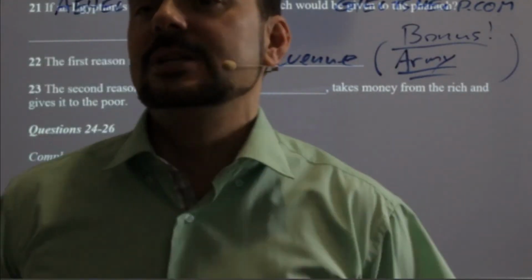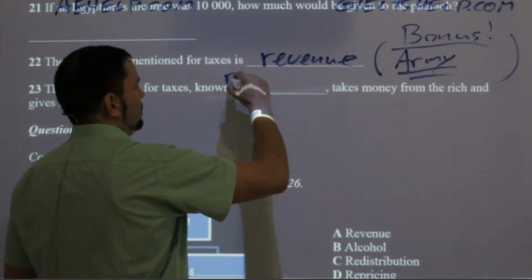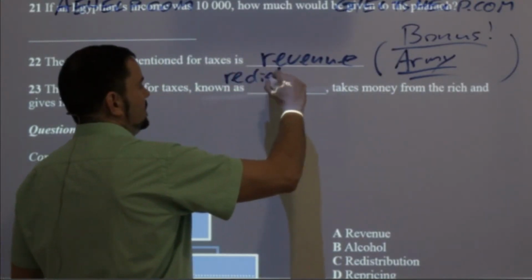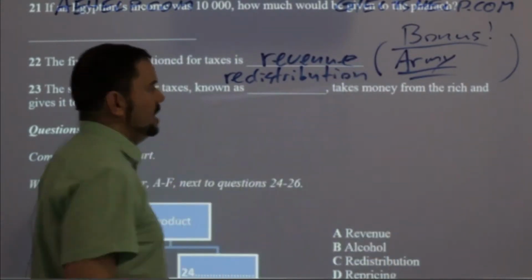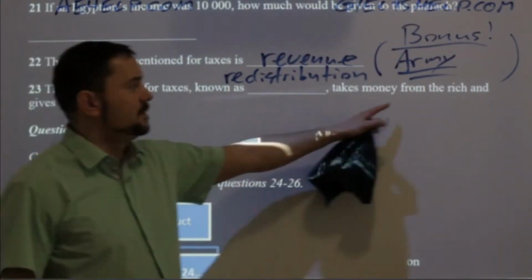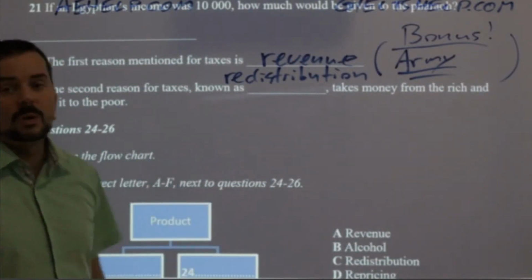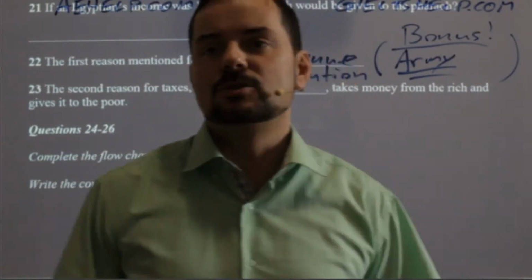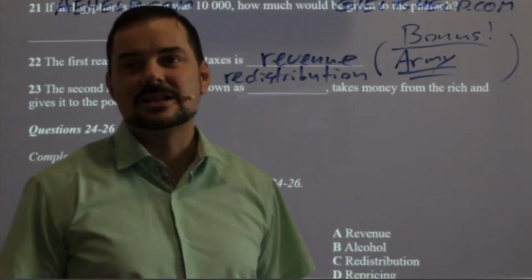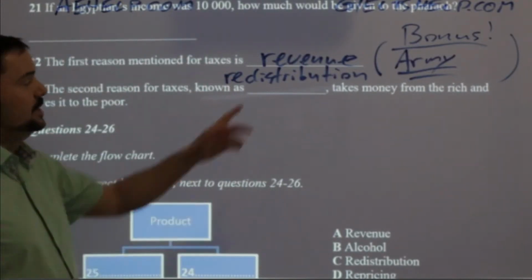Redistribution. Yeah, redistribution. You don't need to capitalize it. Redistribution takes money from the rich and gives to the poor. Not redistribution wealth, just redistribution. If you write redistribution wealth, you'll get it wrong. All right, so revenue and redistribution.